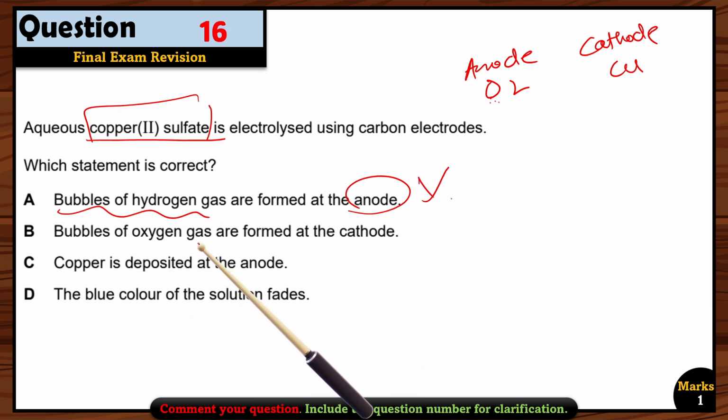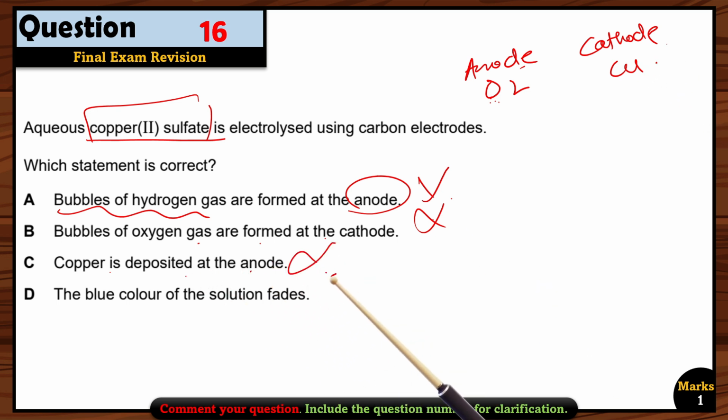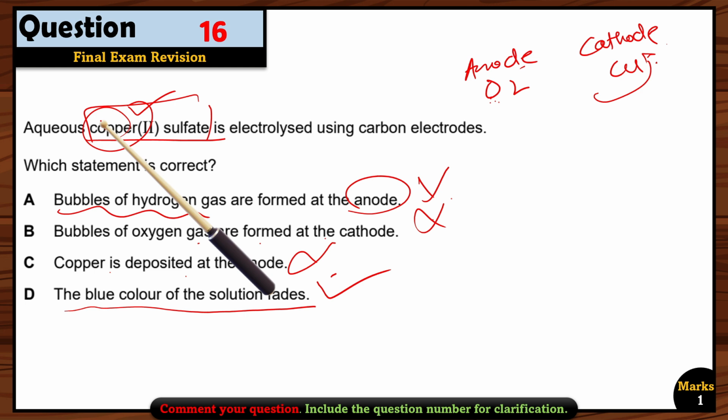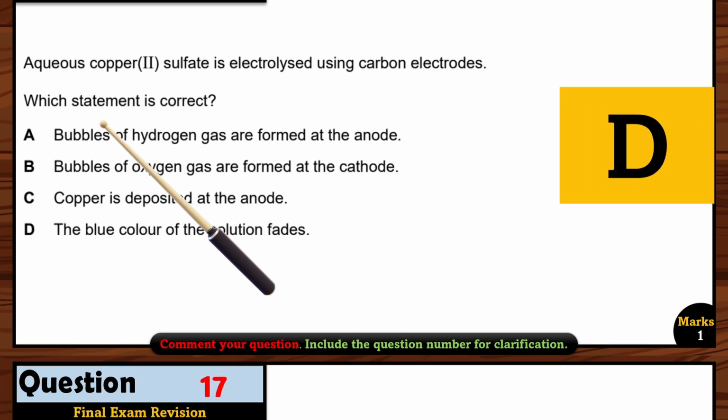Wrong. Bubbles of oxygen gas are formed at the cathode. Wrong. It's at the anode. Copper is deposited at the anode. No, it's deposited at the cathode. Wrong. The blue color of the solution fades. Yes, that's right. The blue, because copper is depositing at the cathode. So in the solution, we are left with fewer copper ions. So the solution will be only left with the sulfate and also with the hydrogen, right? So that's why the blue color will fade, and option D is the only right option.